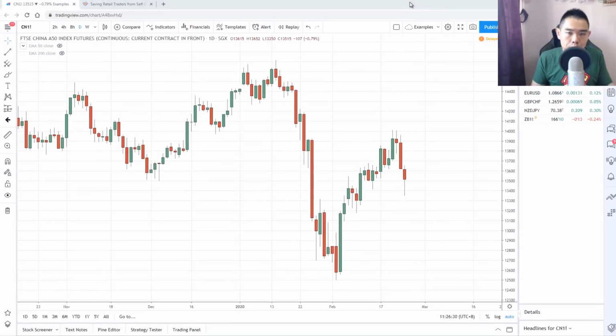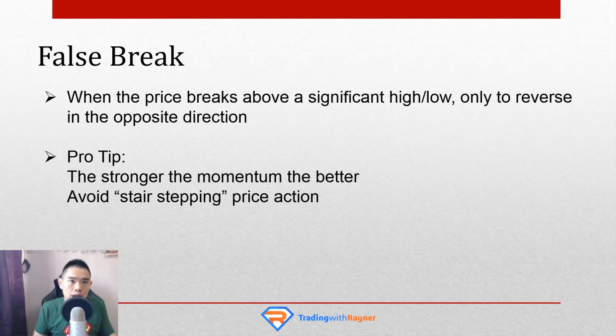And a couple of pro tips here that I have shared with you. Number one, I'm looking for strong momentum. The stronger the momentum, the better. And here's why, I'll explain that shortly. And the second thing is that you want to avoid stair-stepping price action. So what is stair-stepping price action?